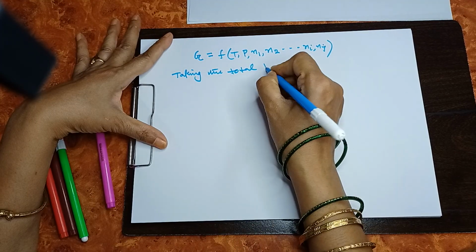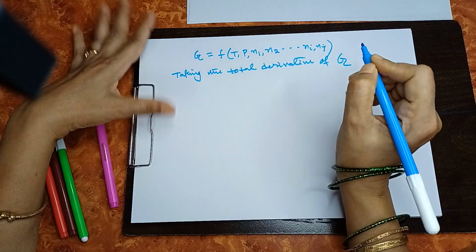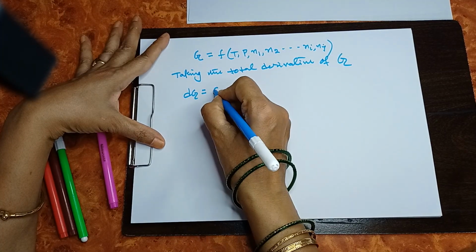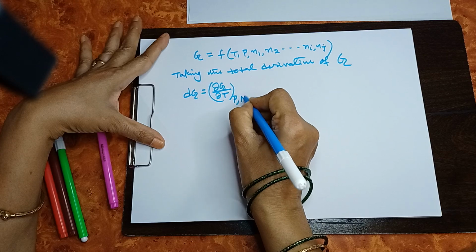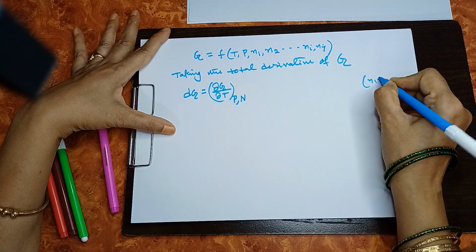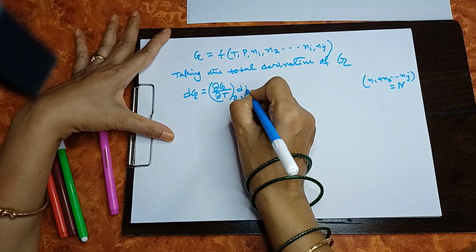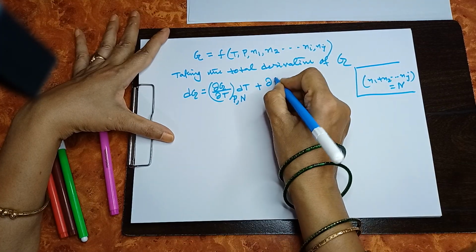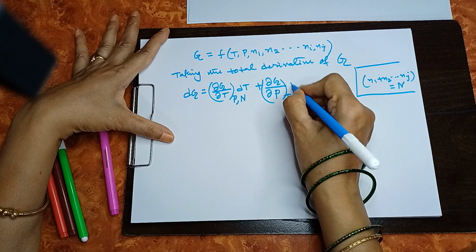Then taking the total derivative of G, that means total differentiation, what will be the result? dG will be equal to dou G by dou T at constant pressure and constant composition of the components, say N1 plus N2 plus up to Nj, that is equal to capital N, into dT, plus dou G by dou P at constant temperature and composition, dP.